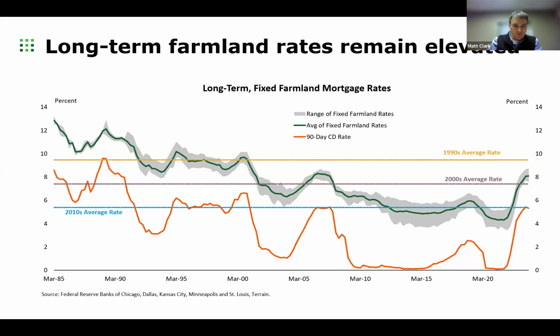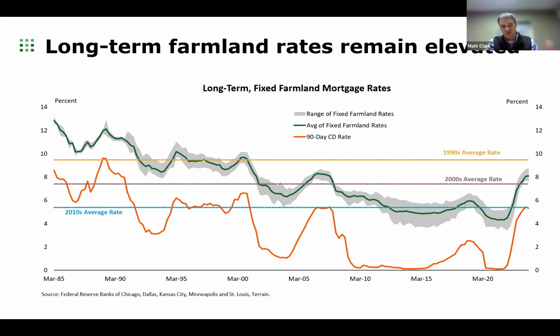Now, if we were to go back to Ag Finance 101 and I were to paint this picture to you that, hey, the economy seems decent. We saw that stock market chart. That's sort of an alternative to farmland. We've seen these higher farmland mortgage rates, what would that mean to farmland values? Typically, we would say, well, gosh, I think, Matt, that probably means farmland values are going to decline.